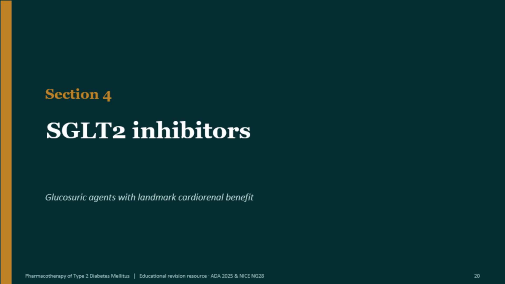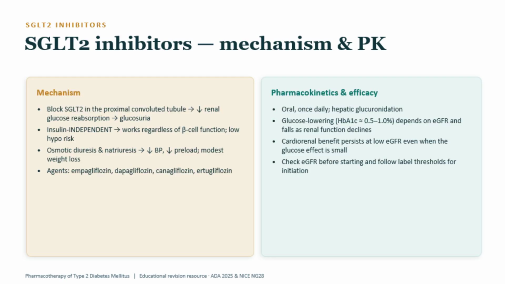Chapter 4, and honestly, this might be the most important class we cover, the SGLT2 inhibitors. They started life as glucose-lowering drugs, but the story that made them famous is what they do for the heart and the kidneys. Let's dig in. The mechanism is beautifully simple.